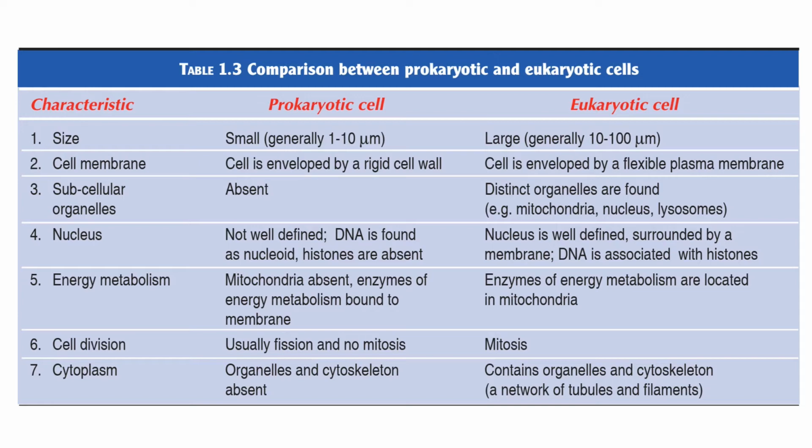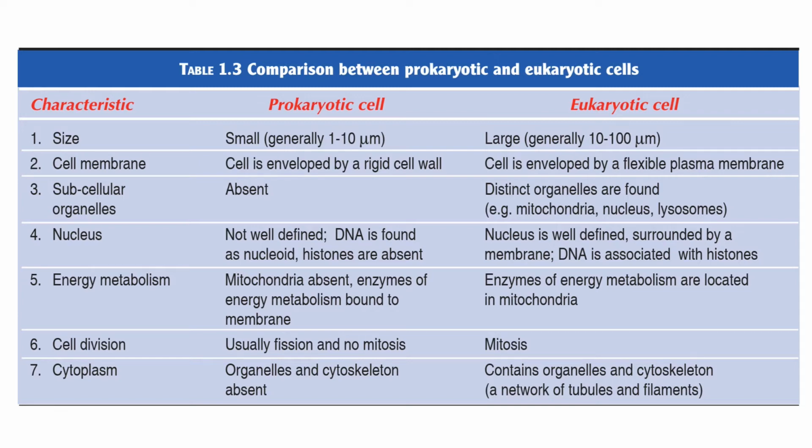In prokaryotic cell, the nucleus is not well defined. DNA is found as nucleoid and histones are absent. In eukaryotic cells, nucleus is well defined and it is surrounded by a membrane. DNA is associated with histones. Energy metabolism. In prokaryotic cells, mitochondria are absent. Enzymes of energy metabolism are bound to the membrane. In eukaryotic cells, enzymes of energy metabolism are located in the mitochondria.